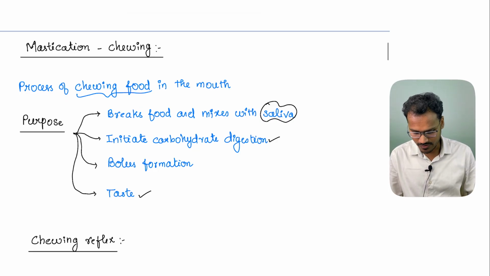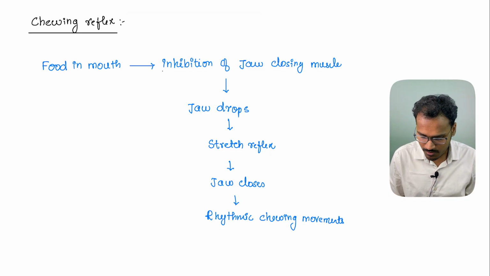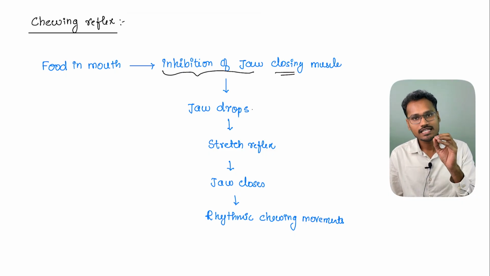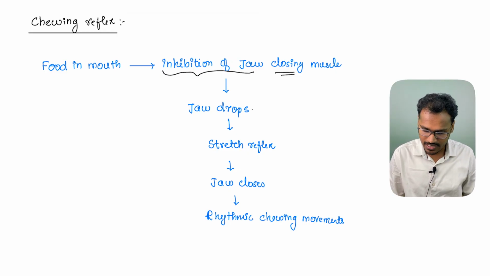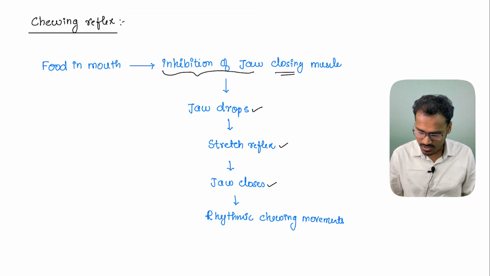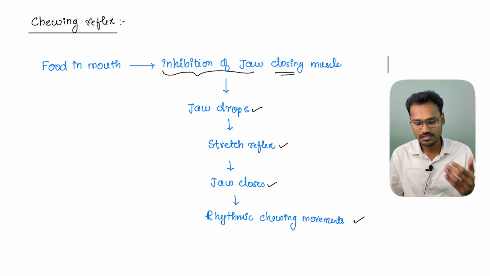And what is the chewing reflex? The chewing reflex is very simple. Whenever there is food in the mouth, naturally there is some inhibition of the jaw closing muscle. So now what will happen? The jaw will slightly open because there is food in the mouth. The jaw closing muscles are stopping, so the jaw will open. This will initiate a type of stretch reflex and the jaw closes reflexively. That's why once you put food in, naturally the movement of chewing starts to happen. Then the jaw closes, and the rhythmic chewing movements keep on happening. So this is all about the mastication reflex.